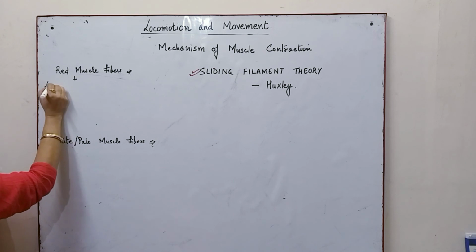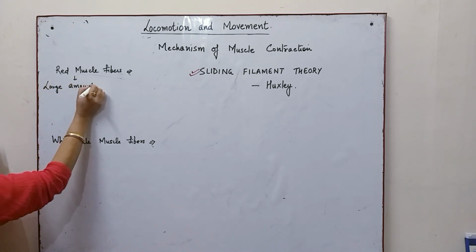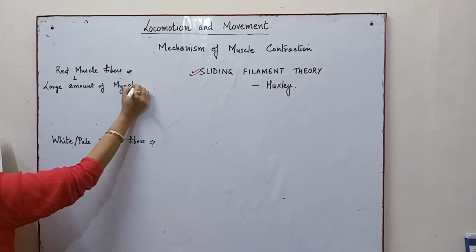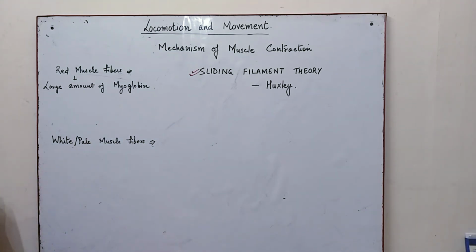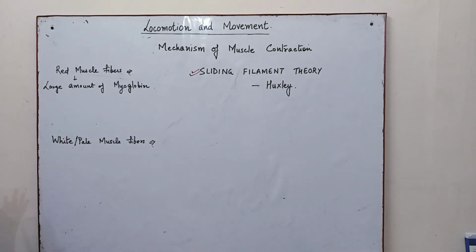So they have a large amount of myoglobin. It is the pigment that stores oxygen, and since they have a large amount of oxygen over there, they appear red. This pigment gives the red color to it, and therefore they are known as red fibers.